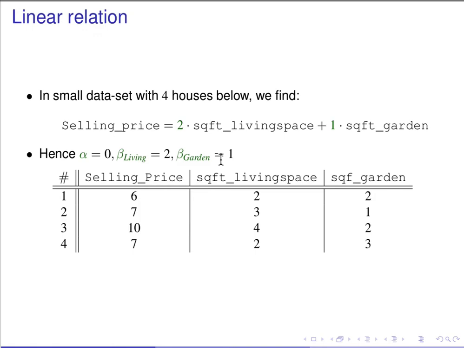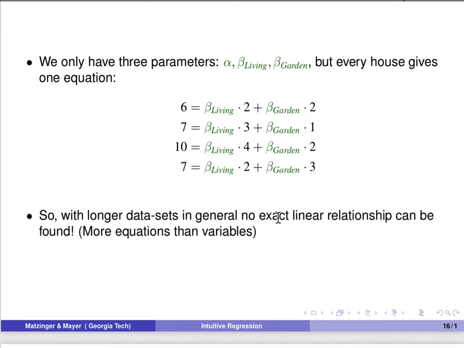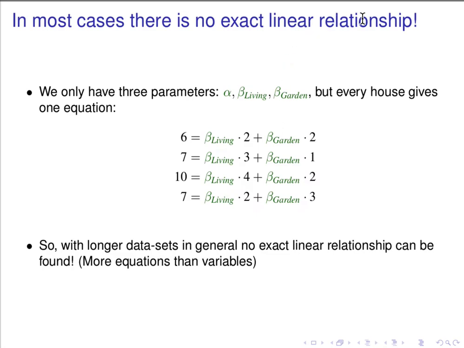Now, this is too good to be true. You can check. You calculate for each line, and you see selling price equals 2 times square foot living space plus square foot garden. For example, here 7 equals 2 times 3 plus 1. Correct. 10 equals 2 times 4 plus 2. But that's almost too good to be true, because in reality you can never predict the future selling price absolutely correctly, since there's randomness in it. When you buy a house, you bargain, and the outcome is a little bit random. So in most cases, there's no exact linear relationship.